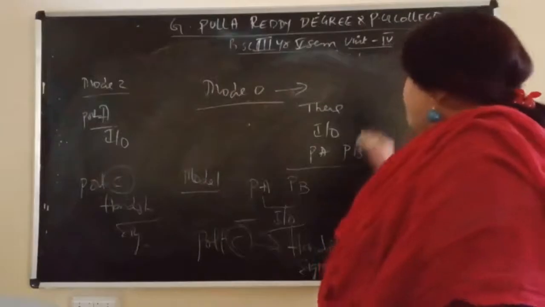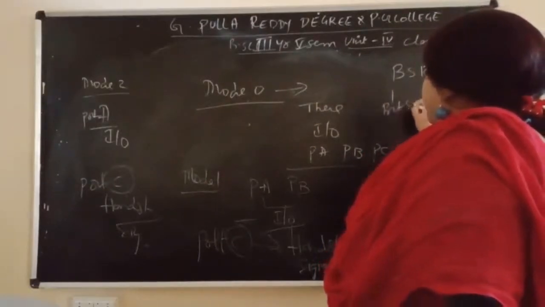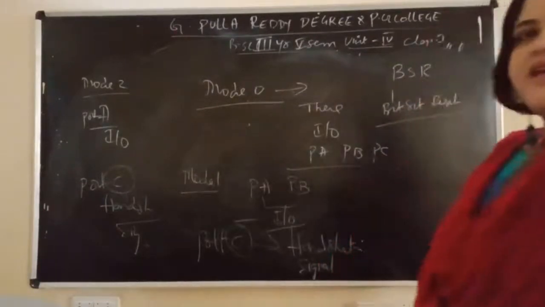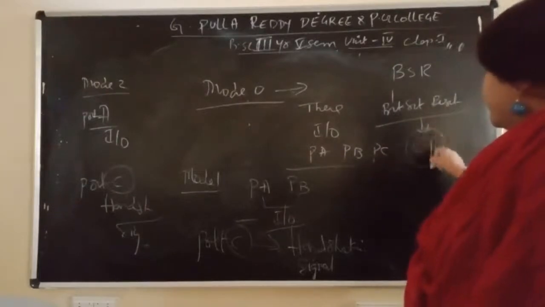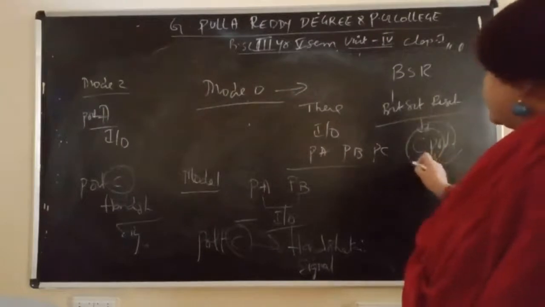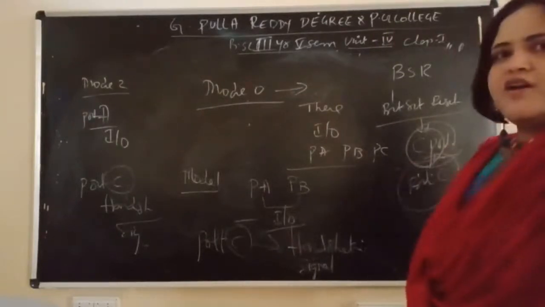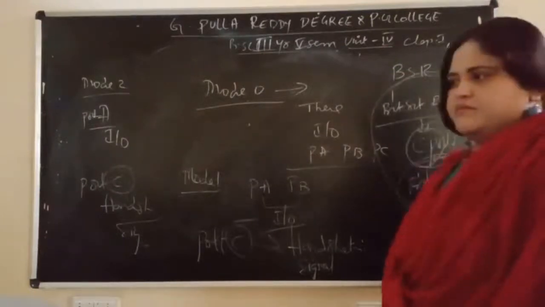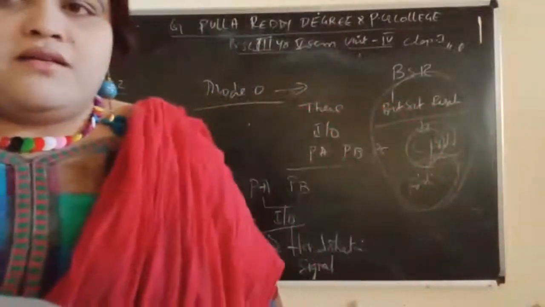Now the last mode is BSR mode, bit set or reset mode. In BSR mode only port C can be programmed, which means each bit of port C can be set or reset. It is meant only for port C.